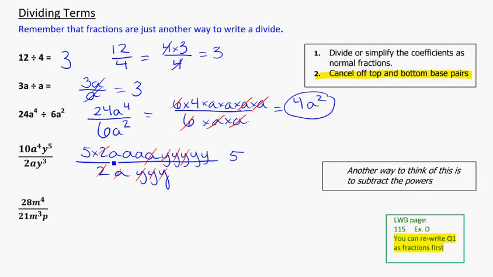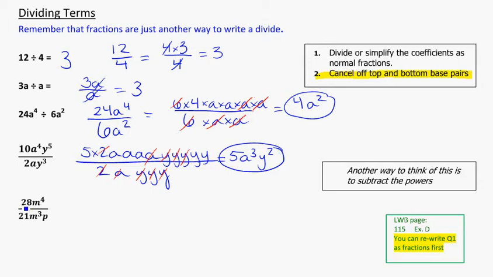And how many a's on top? 1, 2, 3 left. A to the power of 3, and how many y's? 1, 2. Y to the power of 2. So there's your complete answer.